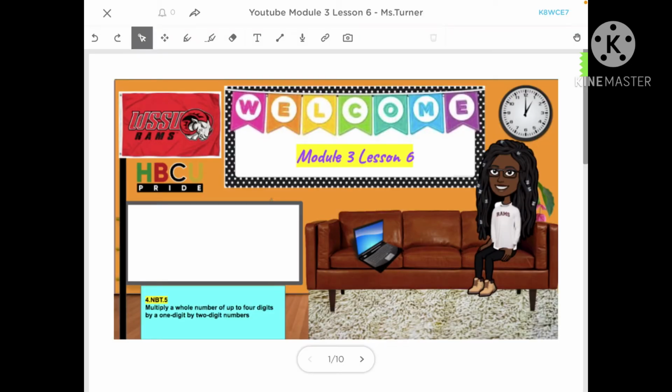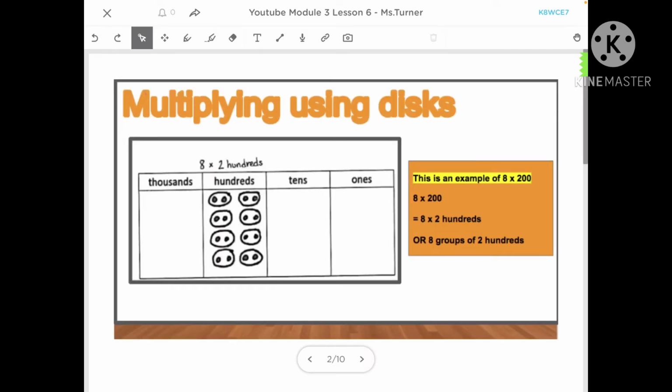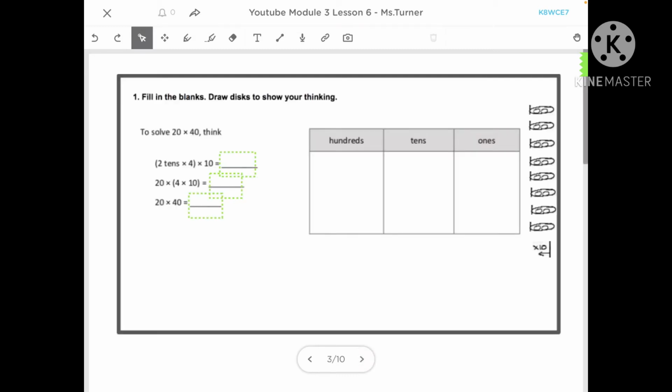Hey you guys, and welcome back to yet another video. In today's video, we are focusing on Module 2, Lesson 6, where we still will be multiplying using discs and using unit form in order to multiply larger numbers. So as an example from our previous video, 8 times 200s is the same thing as saying 8 groups of 200s, and it's just an easier way for us to multiply. We're going to be using the same concept in order to multiply 20 times 40.